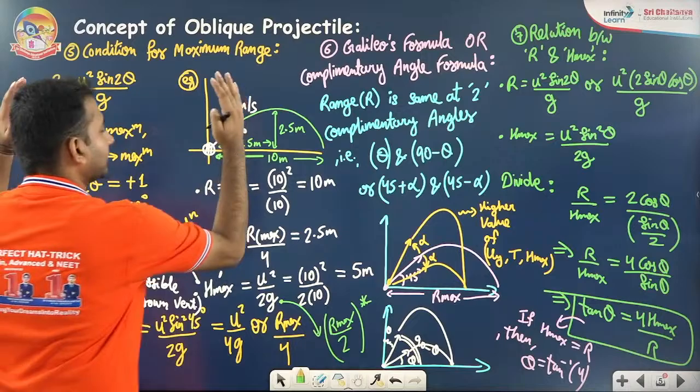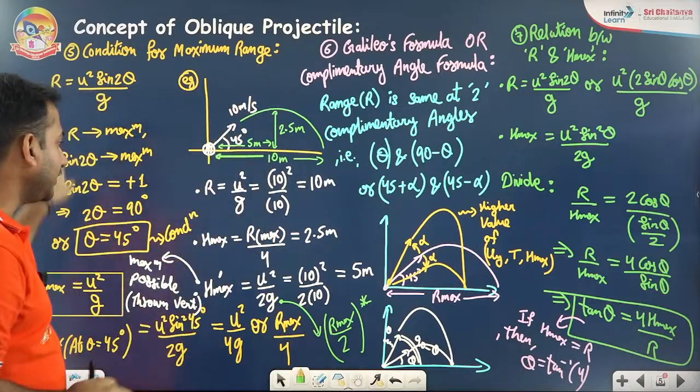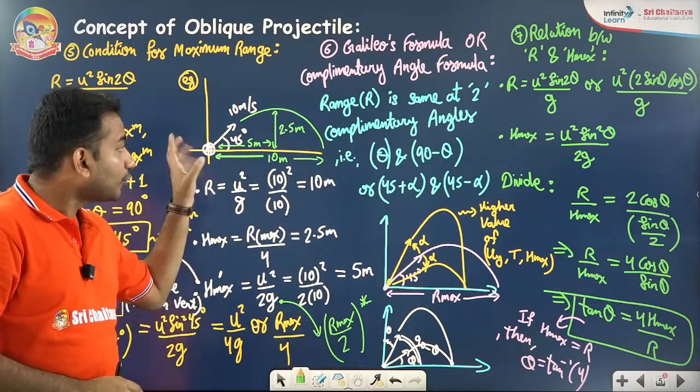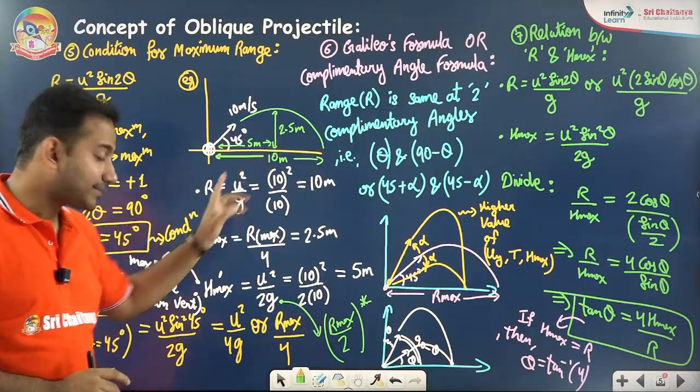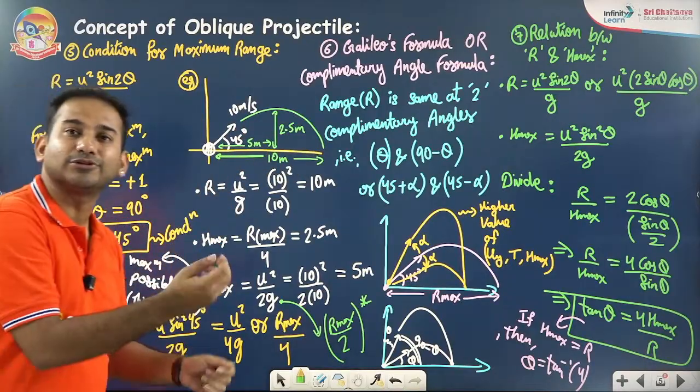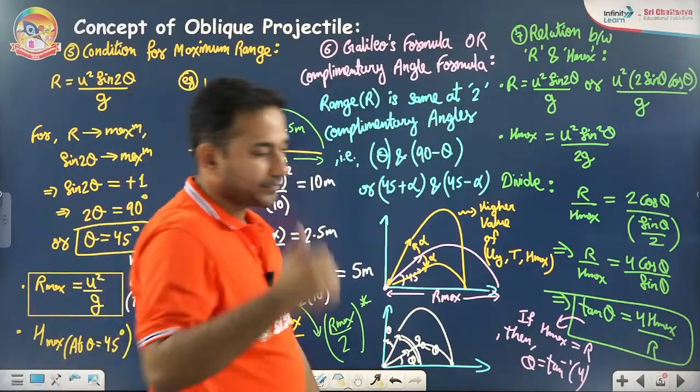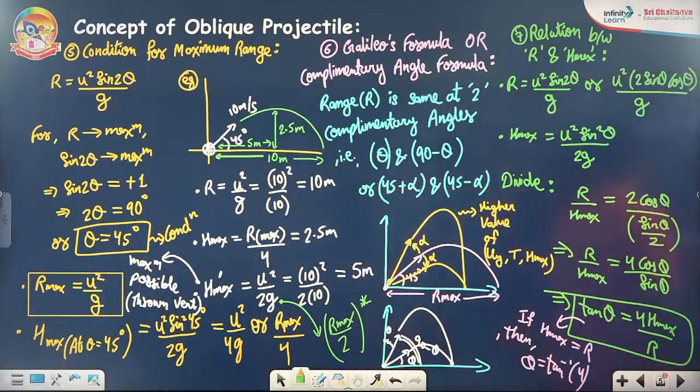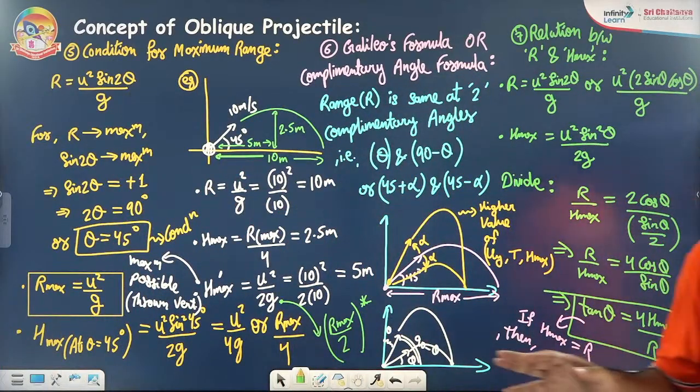Tell me only this part. Is the fifth condition clear to you? Fifth condition, two different stories. What will keep happening at 45 degrees? And the second story, what will happen if you throw the ball vertically up? See that carefully and let me know in the comment section. Is that clear for you?